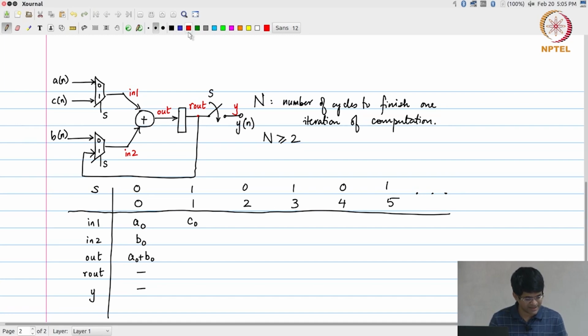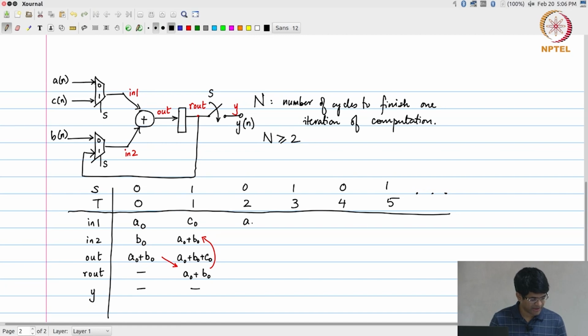Okay. And that essentially is coming from here, right, because after all R out is just whatever was there in out in the previous clock cycle. And that in turn is going to be present here. Right, which means that out is now going to take the value A0 plus B0 plus C0. The value of Y I still do not know, so I am going to leave it blank out there. Alright, let us move on to time 2.